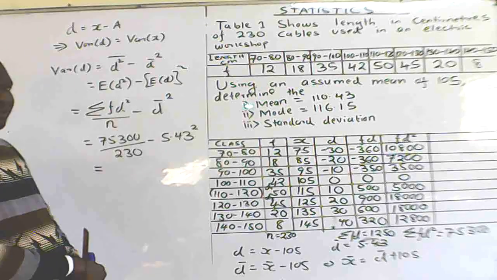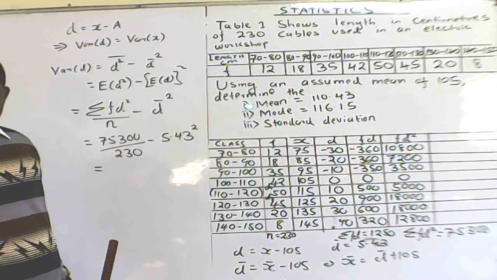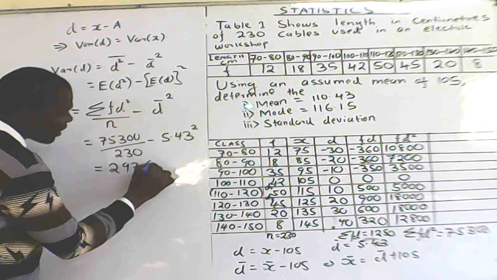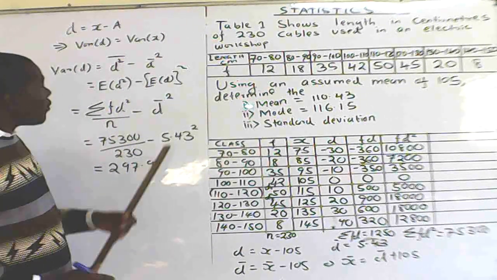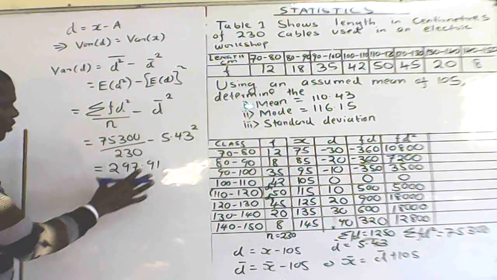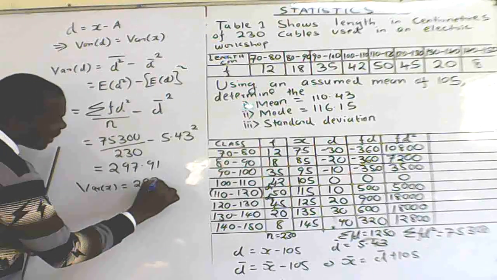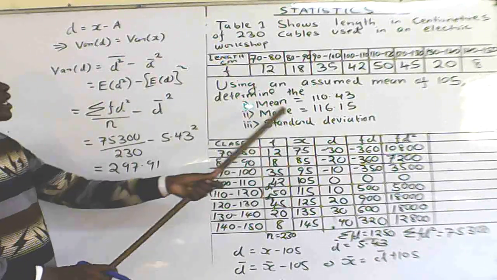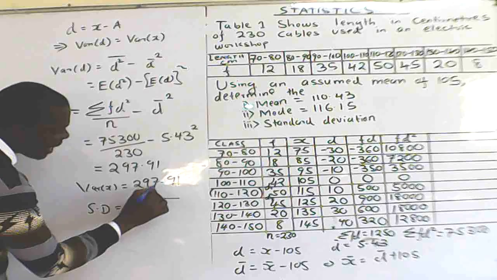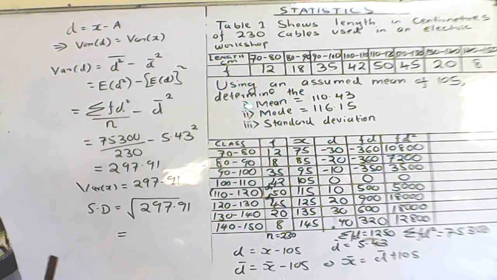What do we have to be the variance of d? 297.91. So you've seen when d is x minus the assumed mean, then the variance of d was the same as the variance of x, isn't it? So it means this variance of d is the variance of x. So from the variance, we can now get the standard deviation. The standard deviation is the square root of the variance.